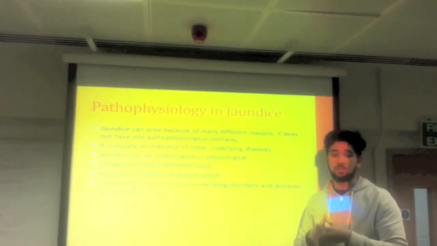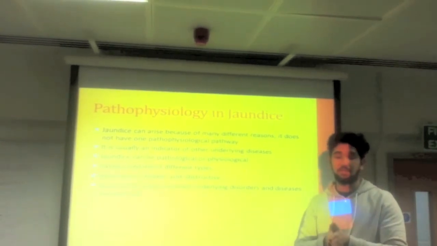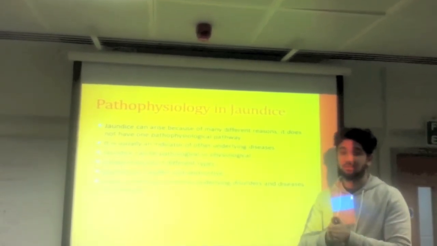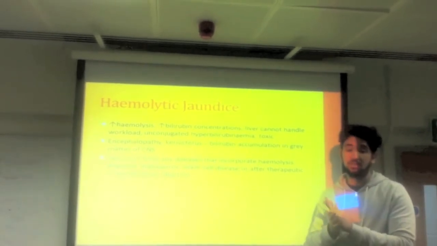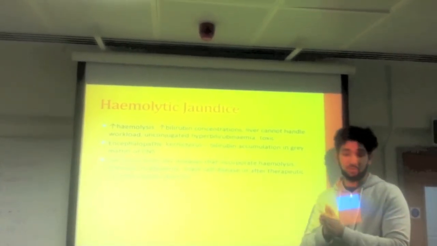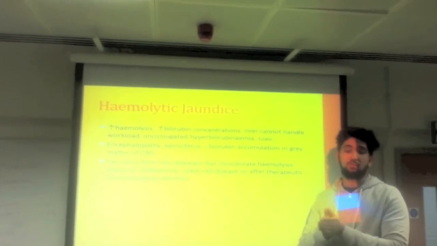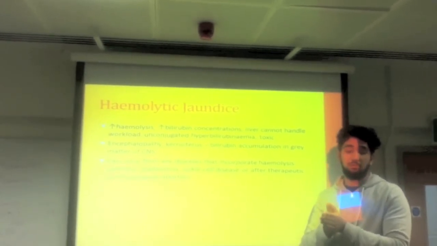Jaundice does not arise from one specific disease. It has many underlying diseases, and these are grouped into hemolytic, hepatic, or obstructive. Hemolytic jaundice is caused by an increase in hemolysis, as well as an increase in bilirubin concentration. Because of the increased workload of the liver, unconjugated hyperbilirubinemia occurs.